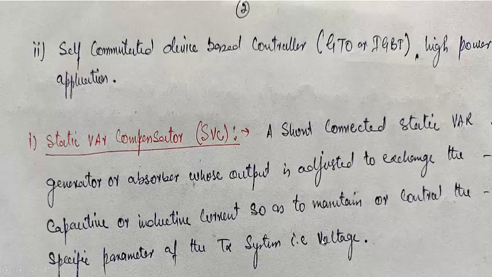In this case, the current is adjusted by adjusting the thyristor firing angle. So this output current can be of inductive nature or capacitive nature depending upon the desired effect. If the voltage of the system is more, it will draw the inductive current. If the system voltage is less, it will draw the capacitive current.